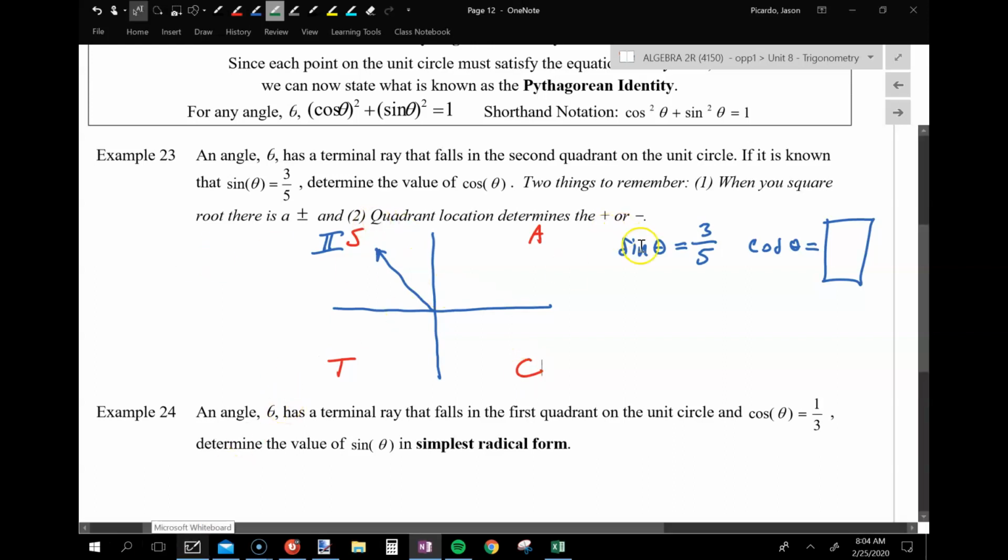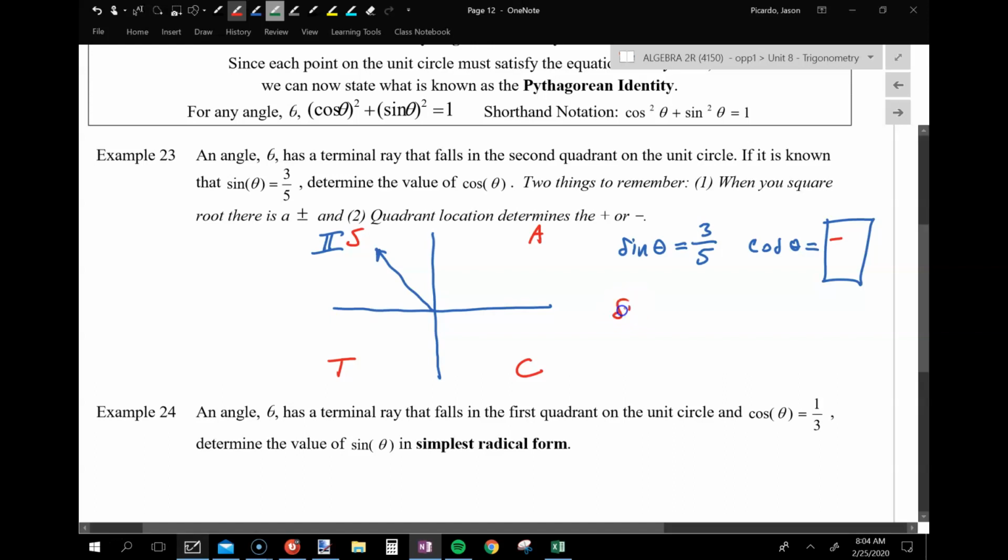Guys, look at the value for sine. Sine of theta equaled 3/5, right? Are you surprised that this is a positive answer? Not surprised, because what's positive in this quadrant? Sine. So what do I know about my answer? My answer has to be negative.